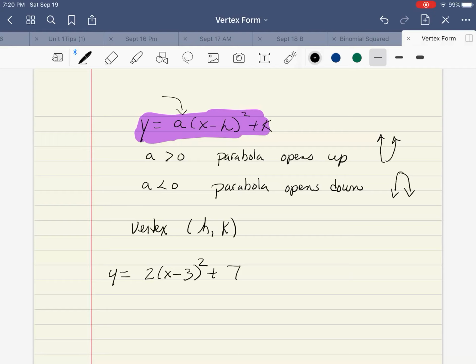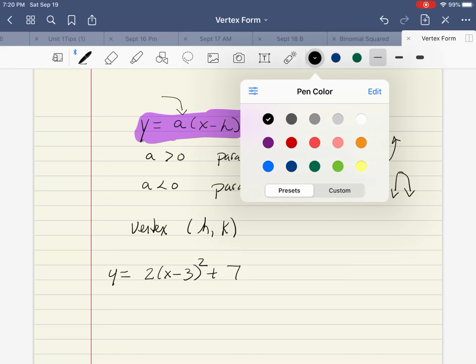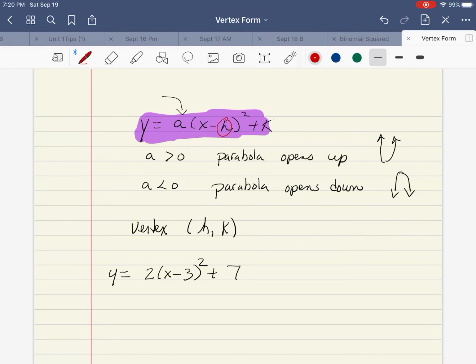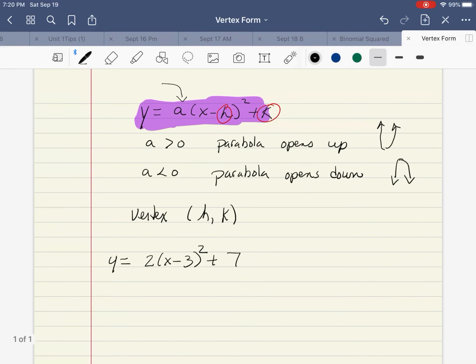And then your vertex you're going to get by locating those values h and k. So right here and right here. But you need to be careful there when you are getting the vertex out of that. And I'm going to show you a nice way of making sure you get that right. So let's look at this example here.